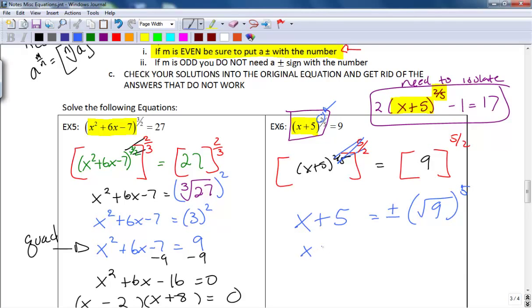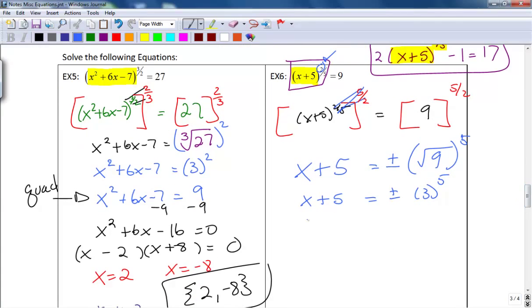The square root of 9 is 3. And now we have to raise 3 to the 5th power. And so 3 to the 5th is 243. So I have x plus 5 is equal to plus or minus 243. Pretty number? Sure is. So I split into 2 different equations. We have x plus 5 equals positive 243. That's the top. Bottom, x plus 5 equals negative 243.